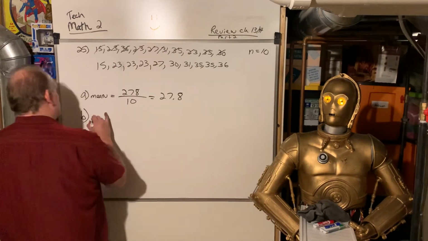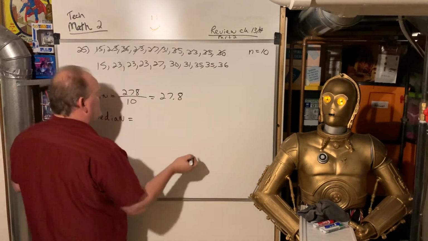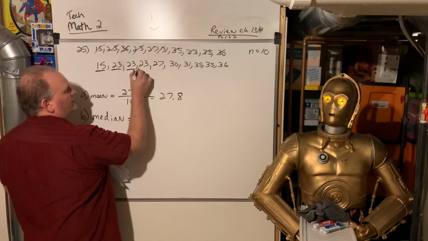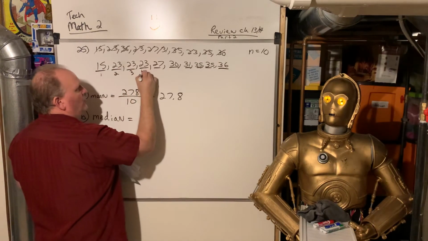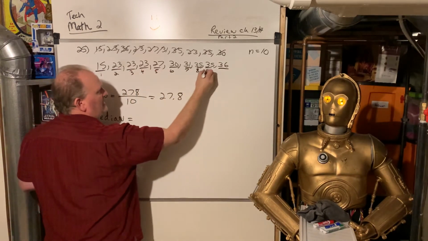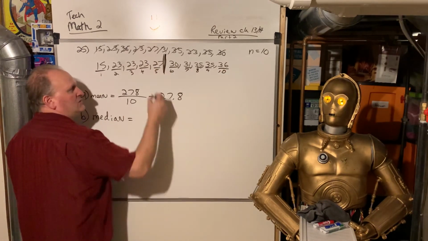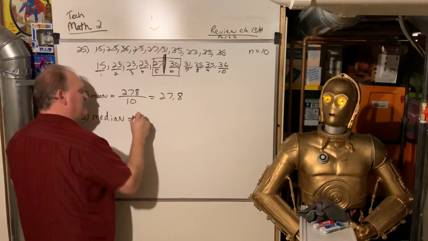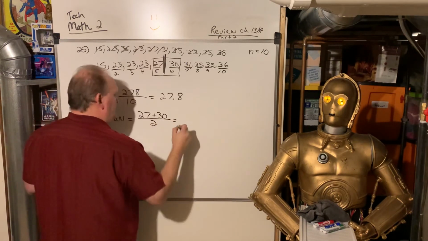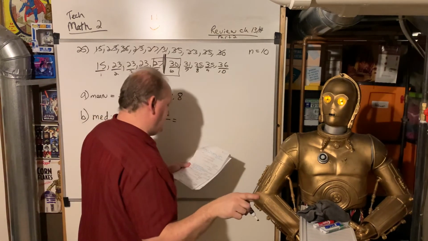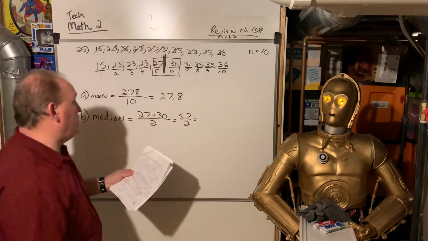Median, you put it in order and you find the middle one, like the median strip in the middle of the street. So look, this is 1, 2, 3, 4, 5, 6, 7, 8, 9, 10 pieces of data. So the exact middle is right here, between 5 and 6. So 27 plus 30, you hit enter, and then divide by 2. So that is 57 divided by 2, which is 28.5.